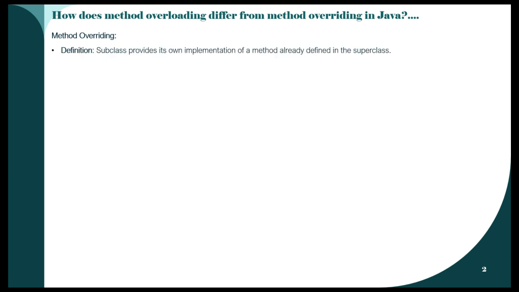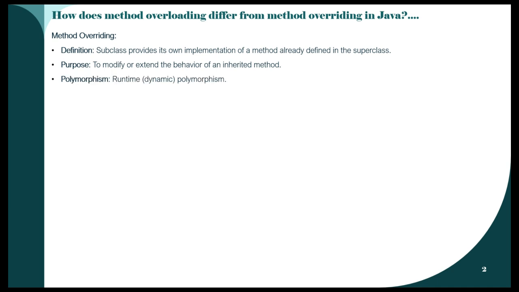So we are first looking at overriding. Definition wise, we have a subclass and a superclass. We provide our own implementation in the subclass for a method which is defined in the superclass. That's what we term overriding. The purpose is when we want to modify or extend certain behavior of an inherited method. So when you want to have your own implementation, we do that.